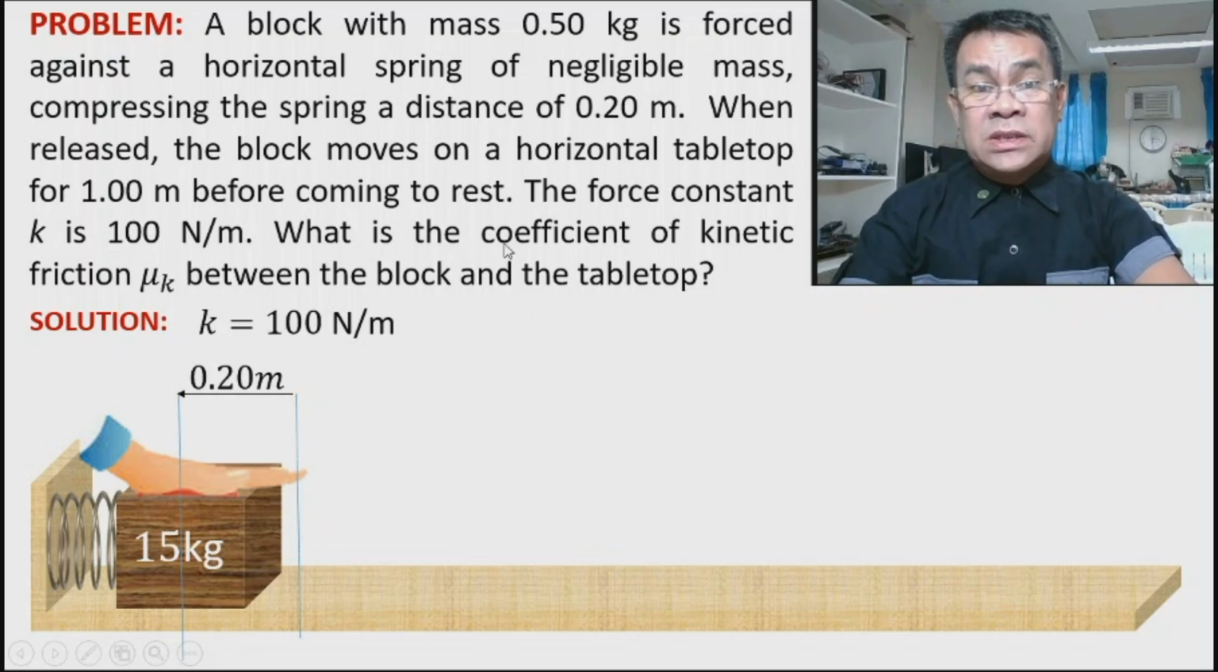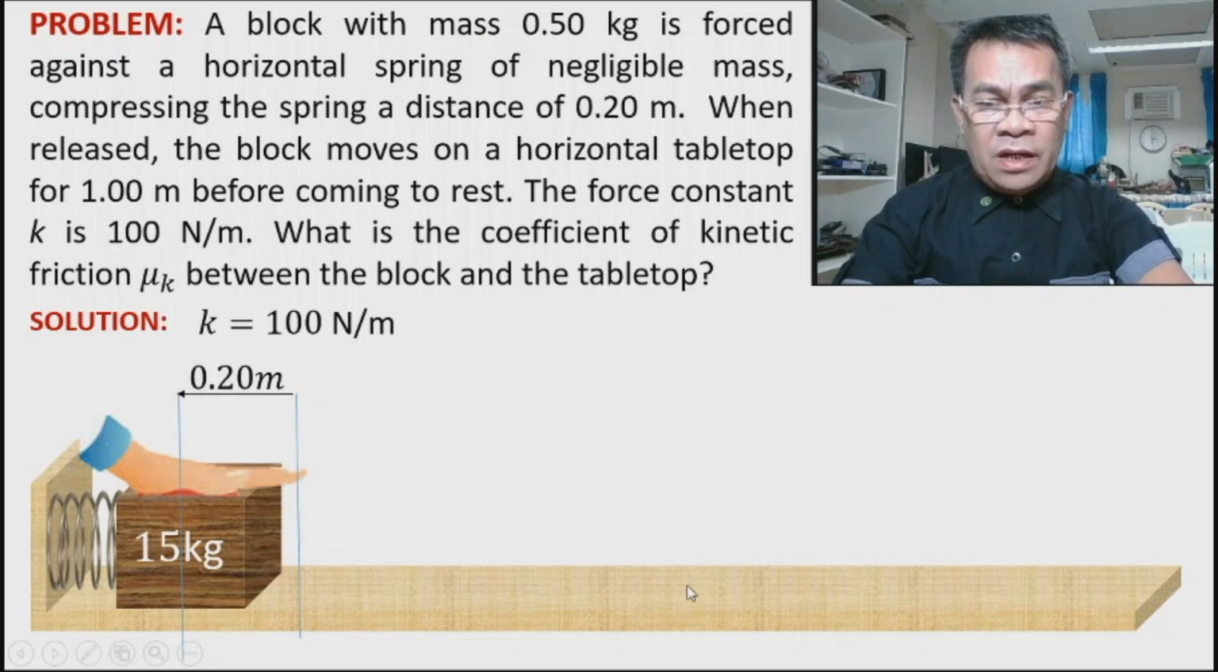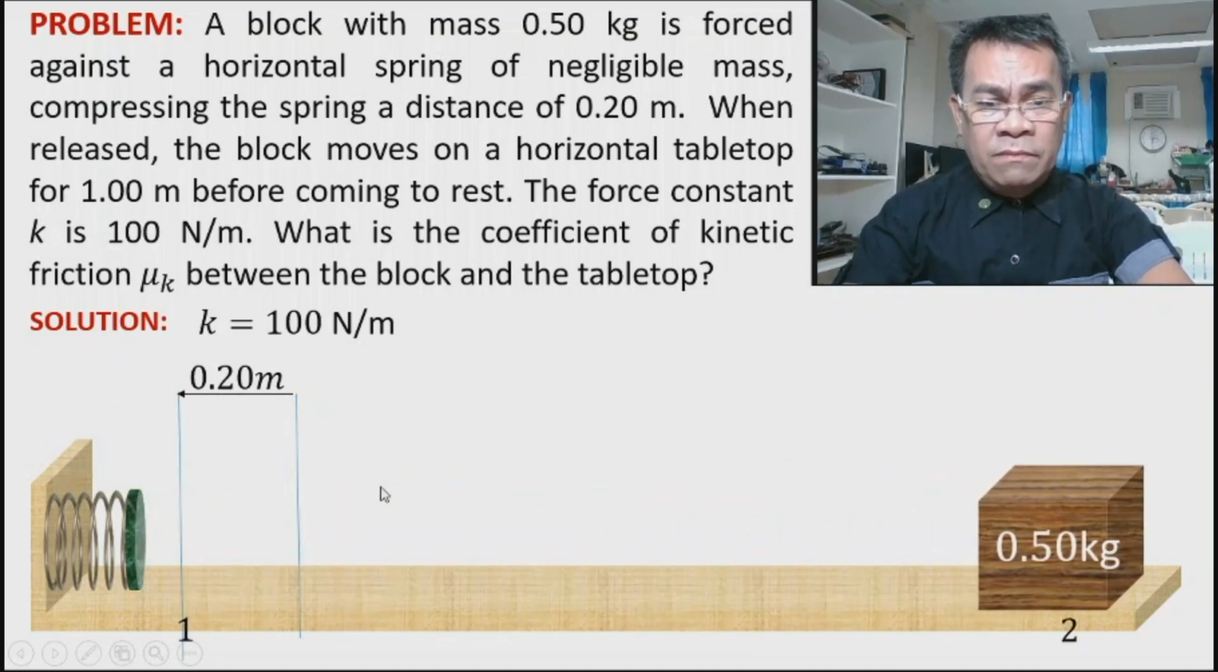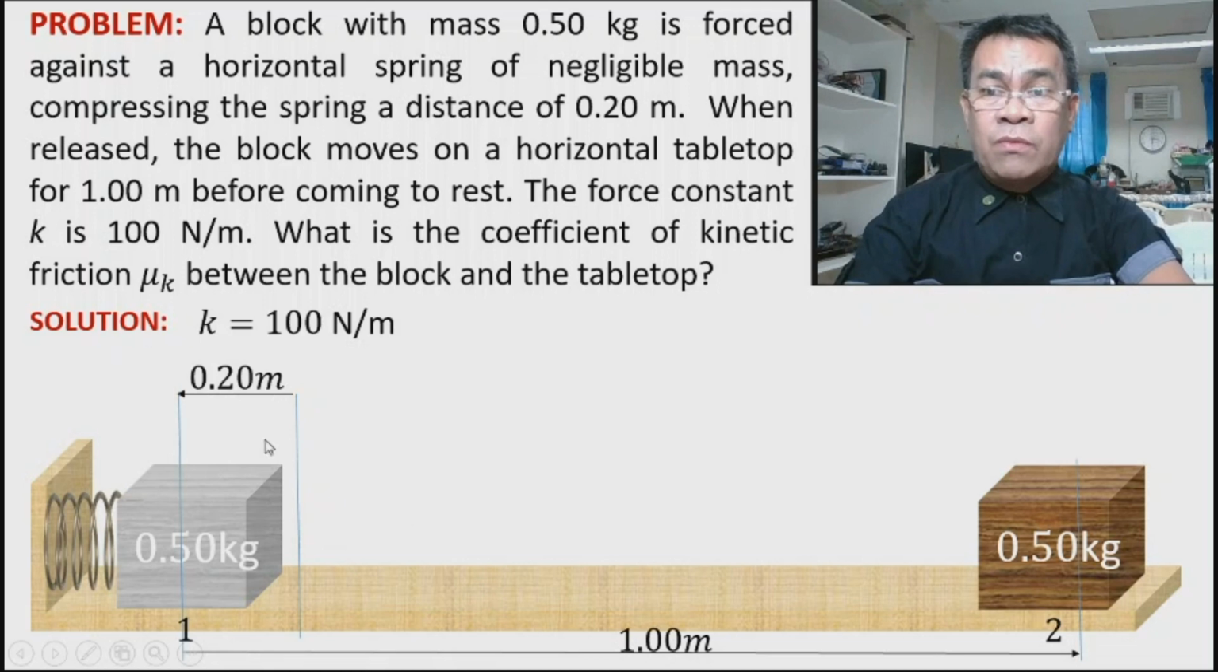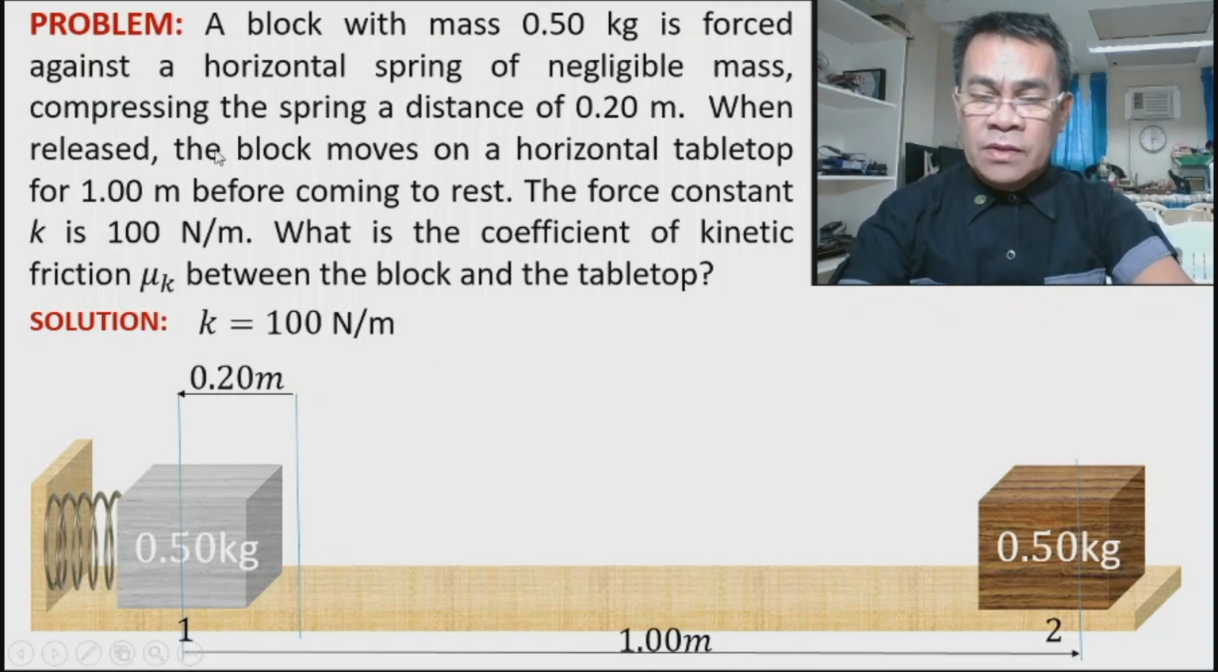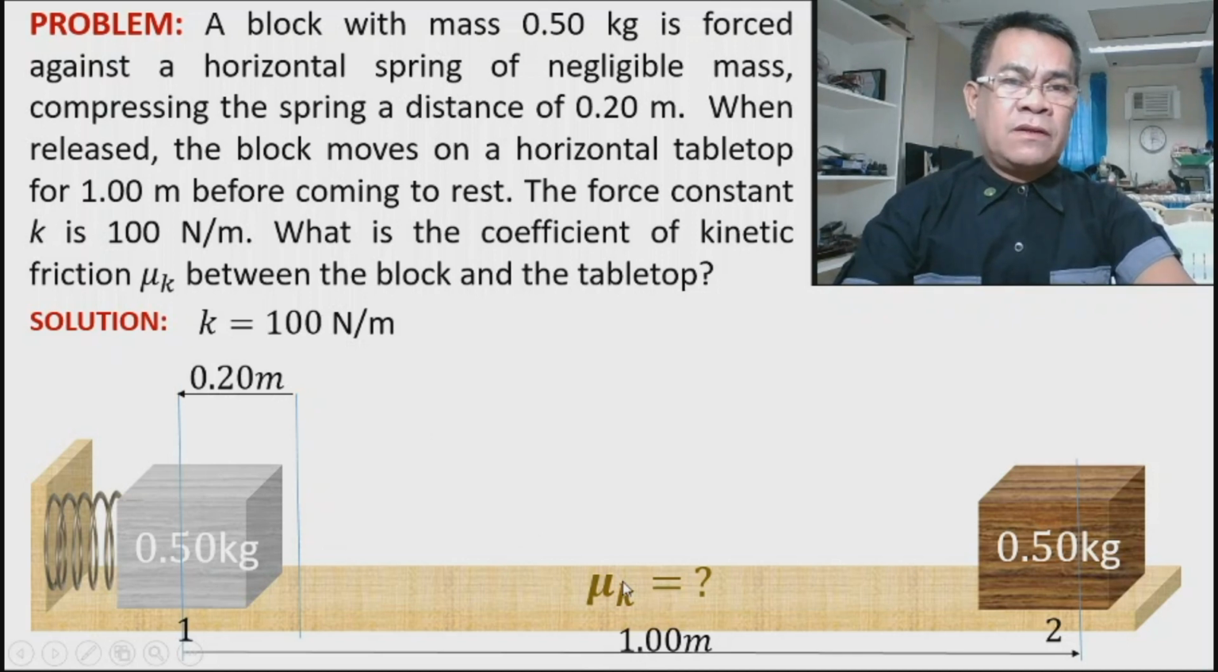Now the question is, what is the coefficient of kinetic friction between the block and the tabletop? Which means that you are asked how much is the coefficient. So if we release it, it will move at a displacement of 1 meter. It starts from here. Take note, the mass is 0.5. So this travels horizontally towards the right, and it has a displacement of 1 meter according to the problem. So the question is, how much is the coefficient of kinetic friction? That will be the requirement of this problem. So we will solve this one.